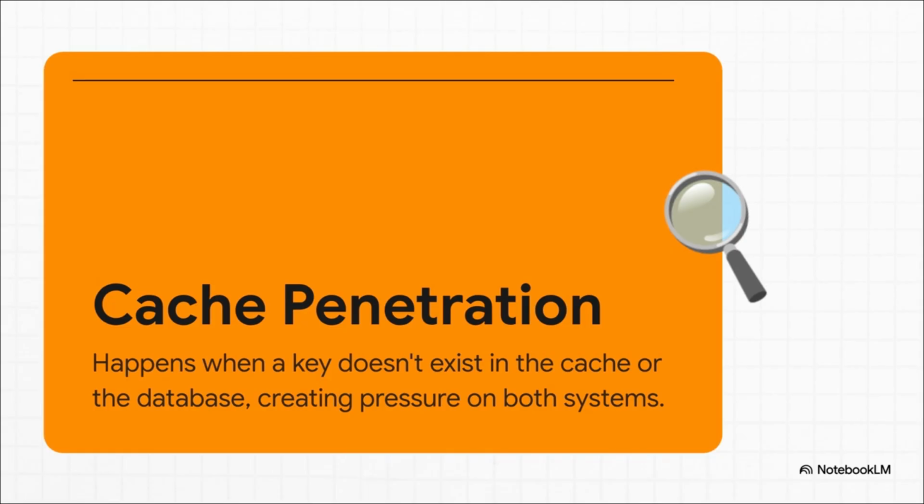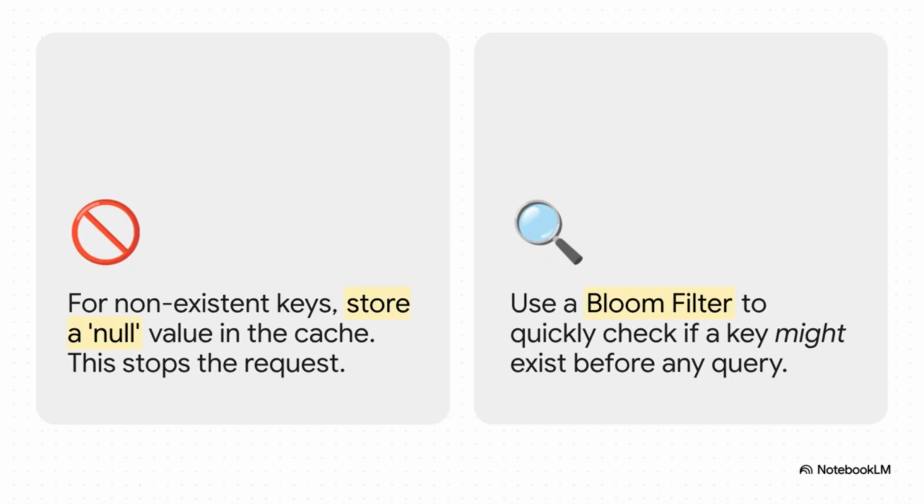They know these requests will bypass the cache every single time, hammering your database directly until it just gives up. Luckily, we've got a couple of really clever ways to fight this. The first is super straightforward. Just cache the null result. When your database confirms that some data doesn't exist, you just store that fact, the null, in the cache for a few minutes. Problem solved. The next request for that ghost key gets stopped right at the cache.